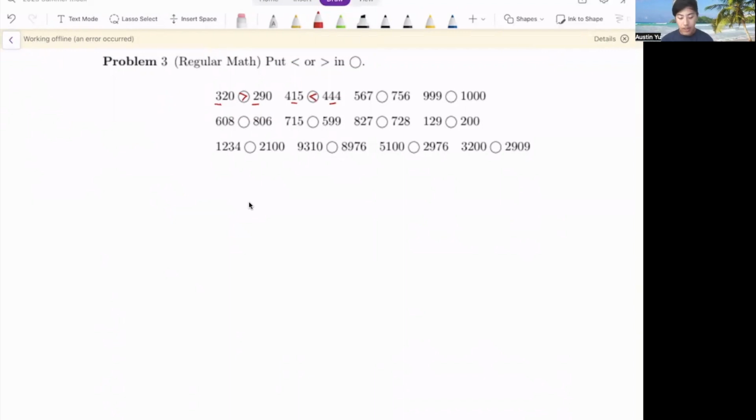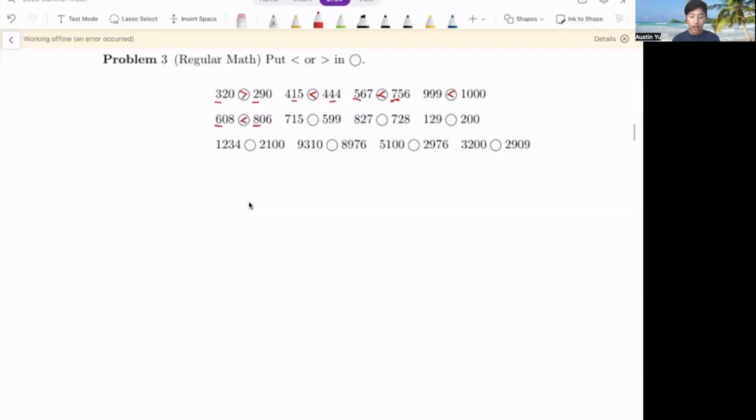Next one, 567 or 756, we see that 5 in the hundreds place is less than 7, so therefore we do a less than. Next one, 999 to 1000, this should be obvious. 1000 is a 4-digit number, whereas 999 is a 3-digit number, so 999 is less than 1000. Next one, we see that 608 or 806. Well, we can see that 6 is less than 8, and since that's in the hundreds place, we do 608 is less than 806.